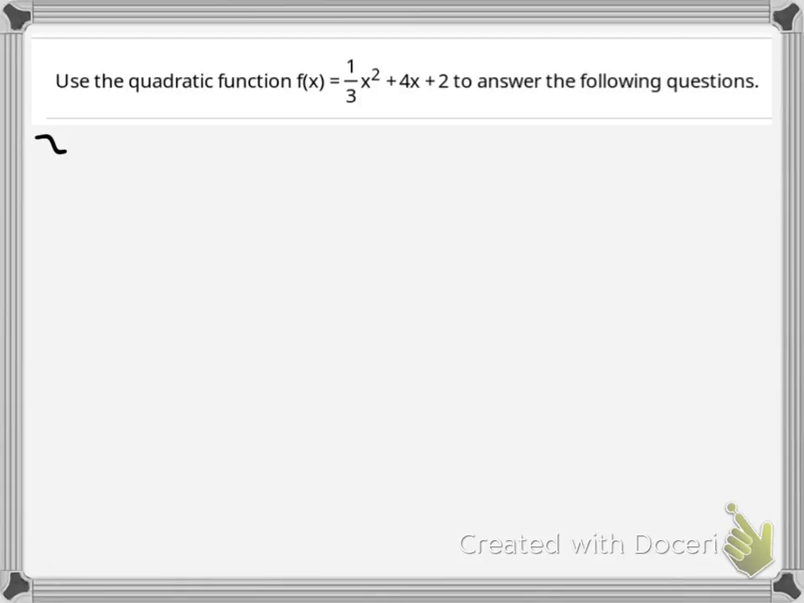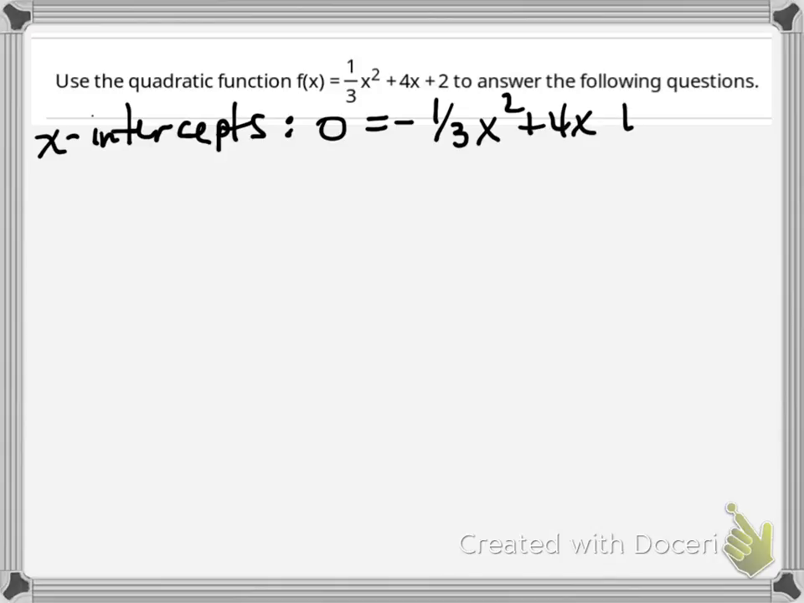All right. Let's see if we can find the x-intercepts. The x-intercepts are those points on the graph where y is equal to 0. In this case, your function is going to be 0. Where does the graph cross the x-axis? So we'll substitute 0 in for f of x, and we want to solve for x. We want to find out when this quadratic expression equals 0.